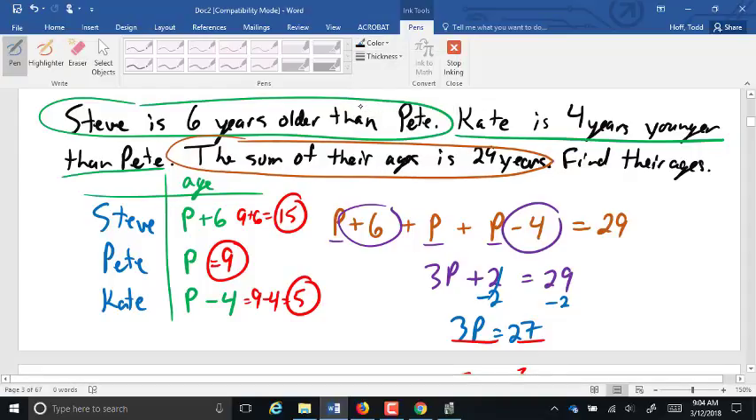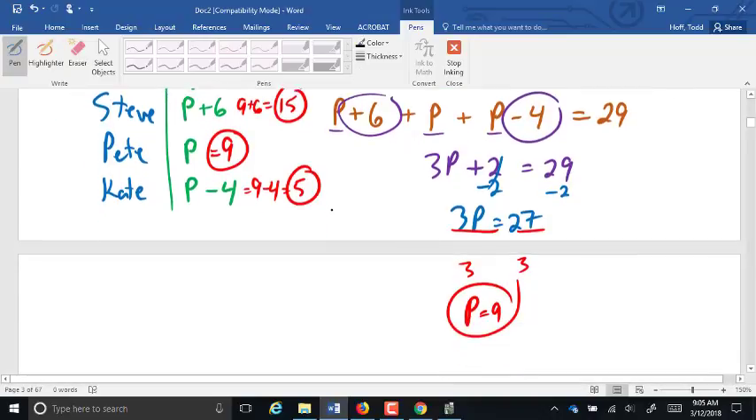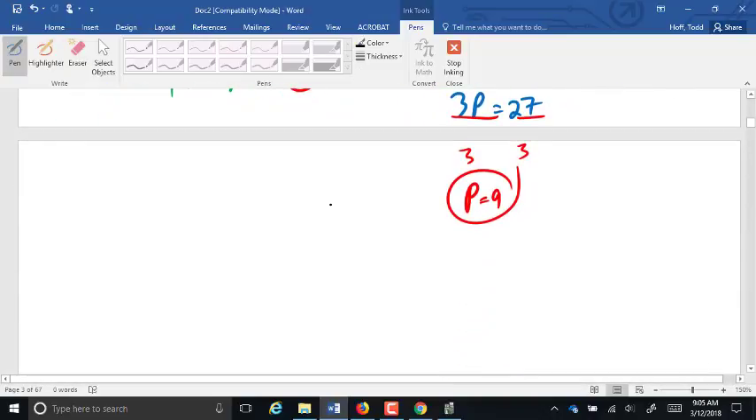Now that one was set up nicely, they all referred to Pete. But we can run into problems that aren't quite so cut and dried, so neat about it. We might have a problem that looks like this.